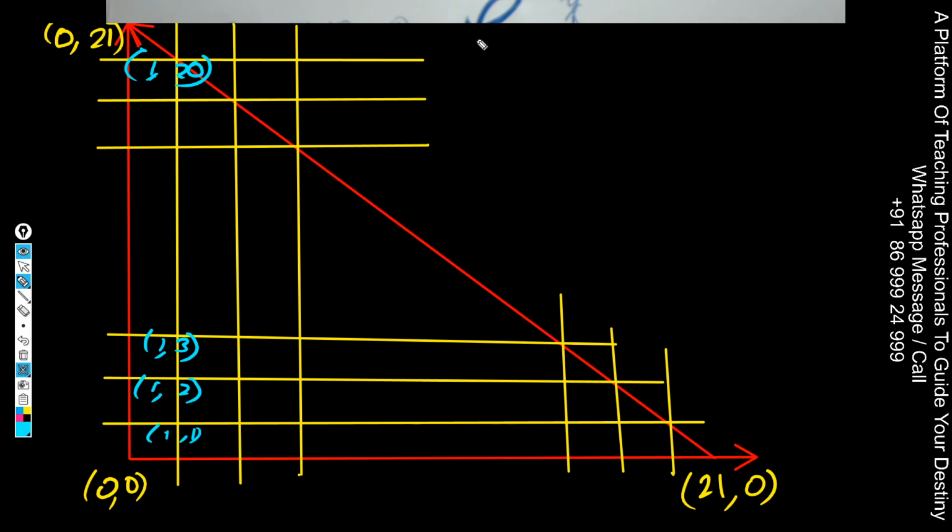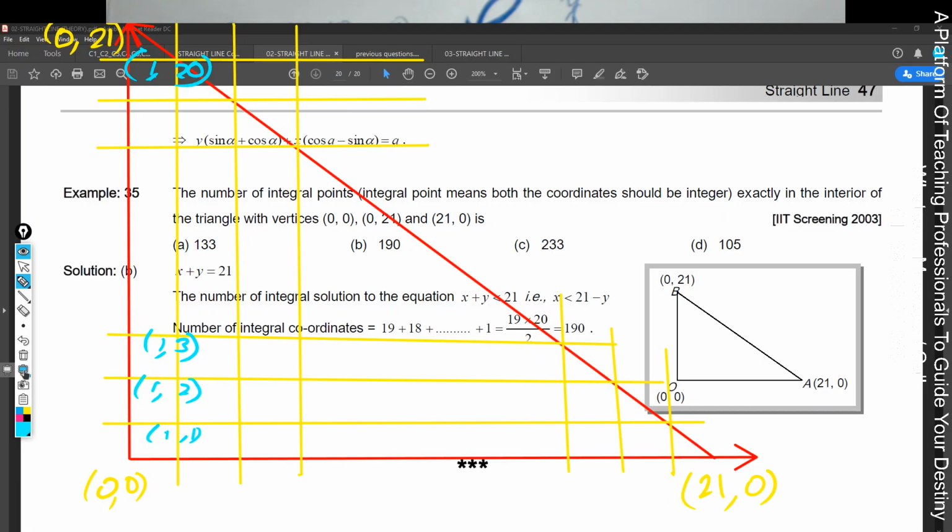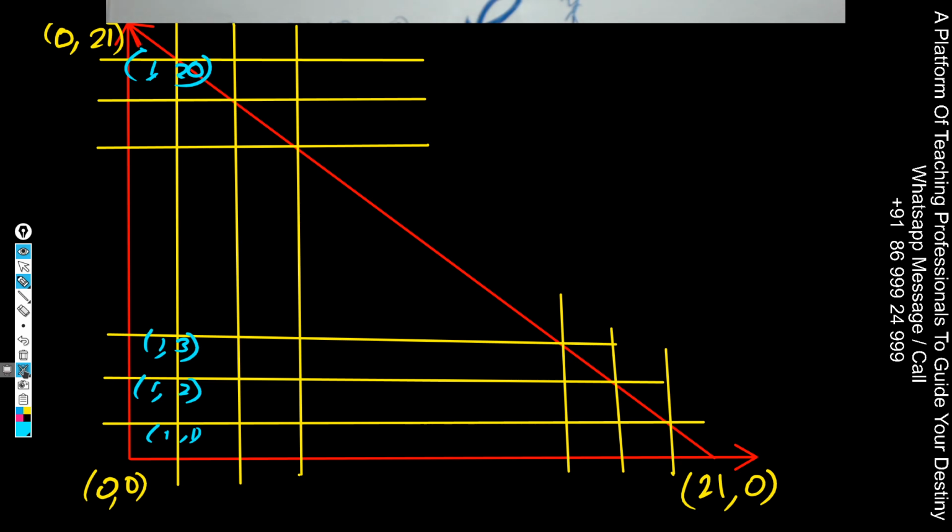Just check the question. I'll show you the question once. The number of integral points means both the coordinates should be integers, exactly in the interior of the triangle. In the interior of the triangle it must lie. So 1 comma 20 is not taken. And this, it is 1 comma 19. It is taken, it is inside. 1 comma 18 is taken.